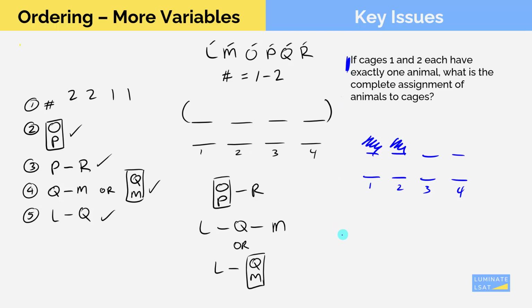So what's the next step once we have sealed off groups 1 and 2? Well, we still have to put down the OP vertical block before R, and we still have a choice of which of these LQM relationships we're in. Let me start with the OPR.